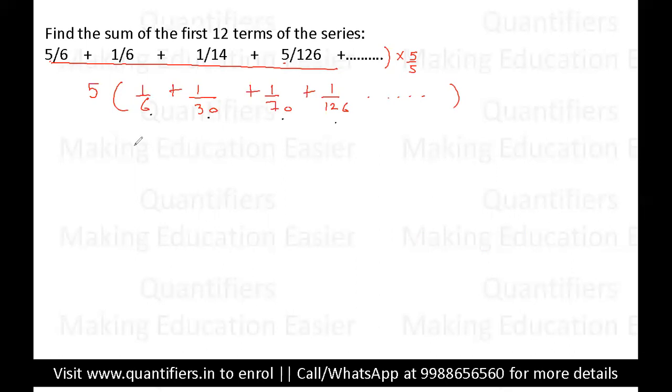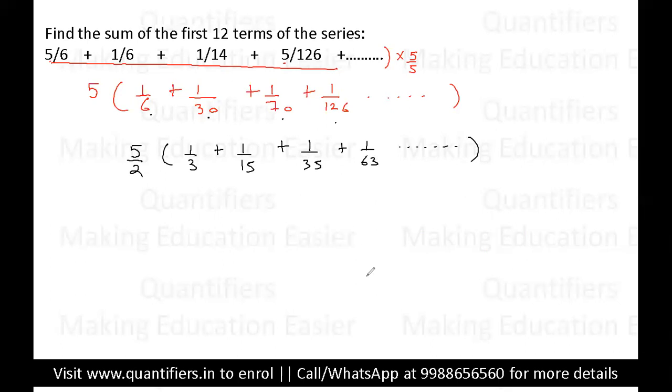So what I've done is I've taken 1 by 2 common now. So if I take 1 by 2 common, can I say I'll be left with 5 by 2. And now inside the bracket, students, I'll be getting 1 by 3 plus 1 by 15 plus 1 by 35 plus 1 by 63 and so on. I hope it is clear till here.